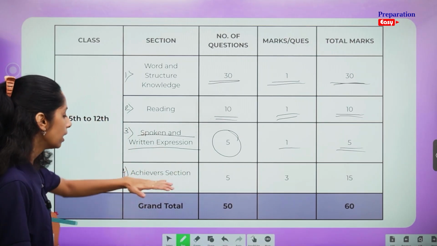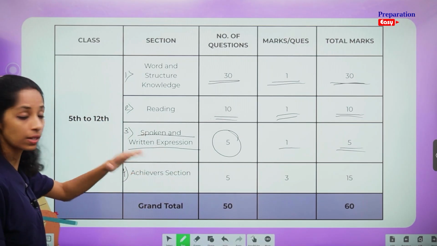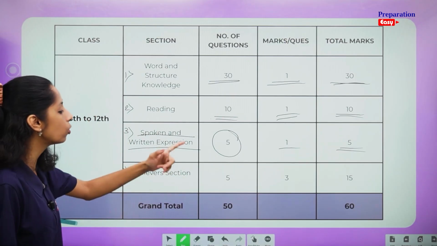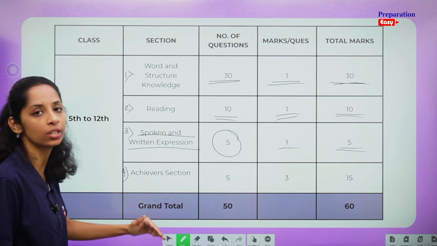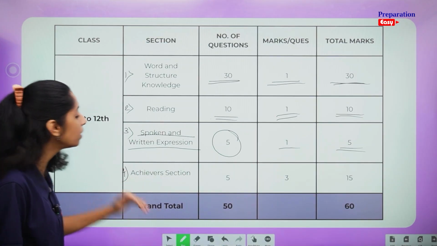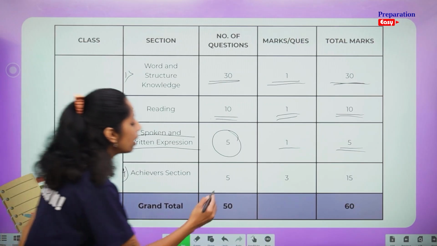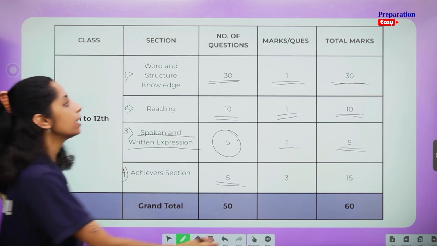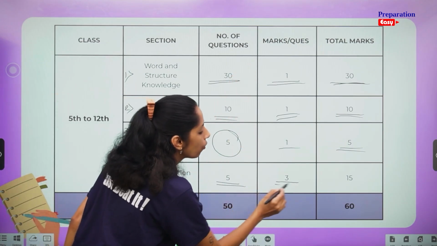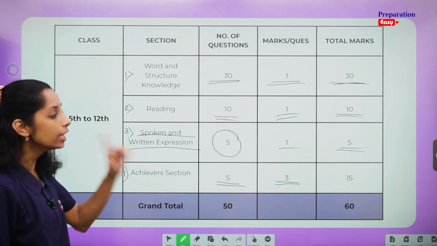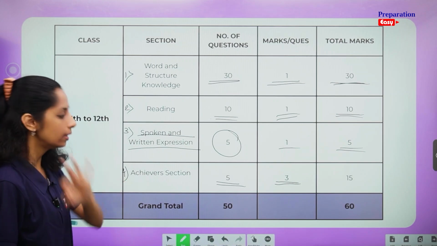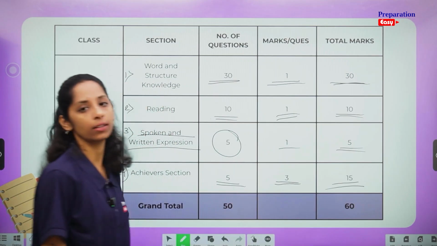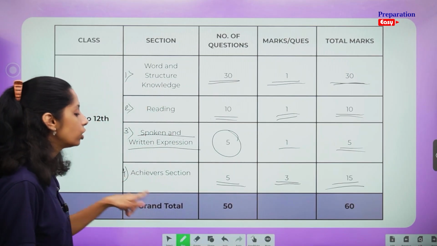Now as I said, section 4 is the achiever section. Why? I told you I'll tell you further. So here I am going to explain why the 4th section is called the achiever section. See, there are 5 questions. How many questions? 5 questions. But here each question is for 3 marks. So the total marks considered are 15. 15 marks for the achiever section.